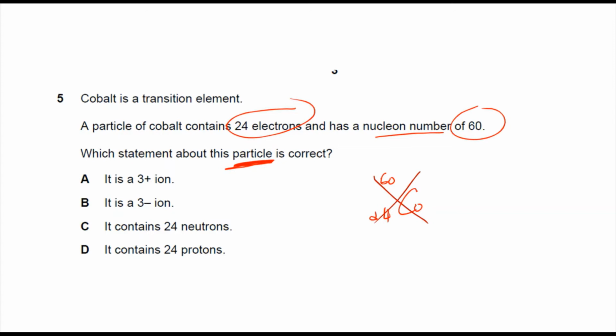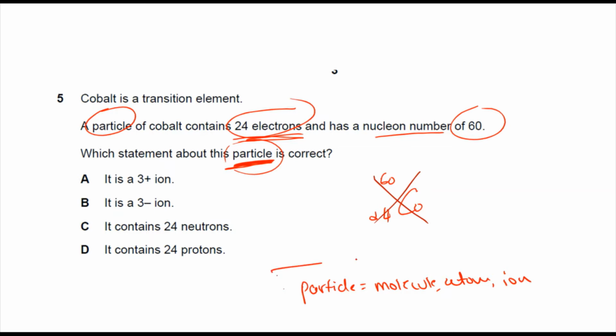They will think, oh, well, an atom is electrically neutral, so if there are 24 electrons, there will be 24 protons. Well, guess what? Is that always essential? And did the examiner mention it's an atom? No. He mentioned it's a particle. And that's a generalized term. Particle can refer to a molecule. It can refer to an atom. It can refer to an ion. So particle is a generalized term. They never said it's an atom.